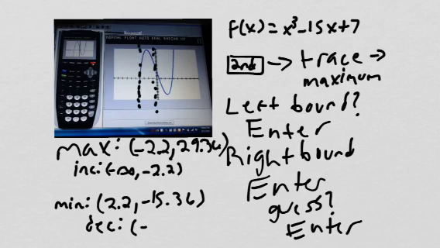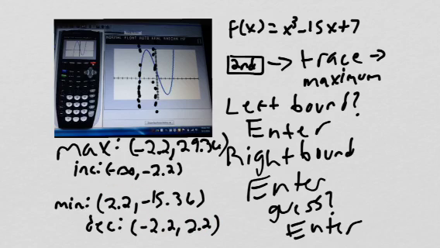So that means it's decreasing from negative 2.2, which we just pulled from up here. It's decreasing from negative 2.2 all the way until 2.2. Again, these are just x values, right? So it was increasing from negative infinity to negative 2.2 because that was the x value of the max. And then it's decreasing from that x value, negative 2.2, all the way until it hits the minimum at 2.2.